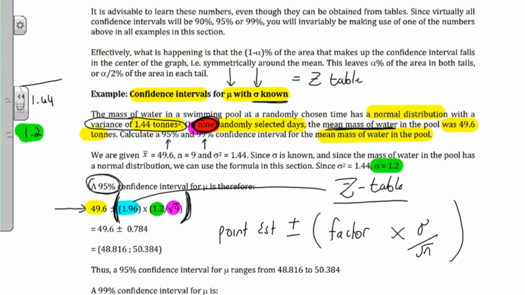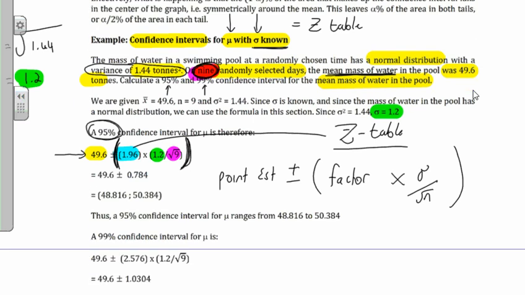What does it now tell me? It says to me, and just focus very heavily here on the words that we use. What are we going to say? We're going to say, well, hold on. I'm working with a 95% confidence level. So there's a 95% confidence level that the range for my mean mass of water in the pool is 48.8 to 50.38. And of course, guys, you can see that sits in between.